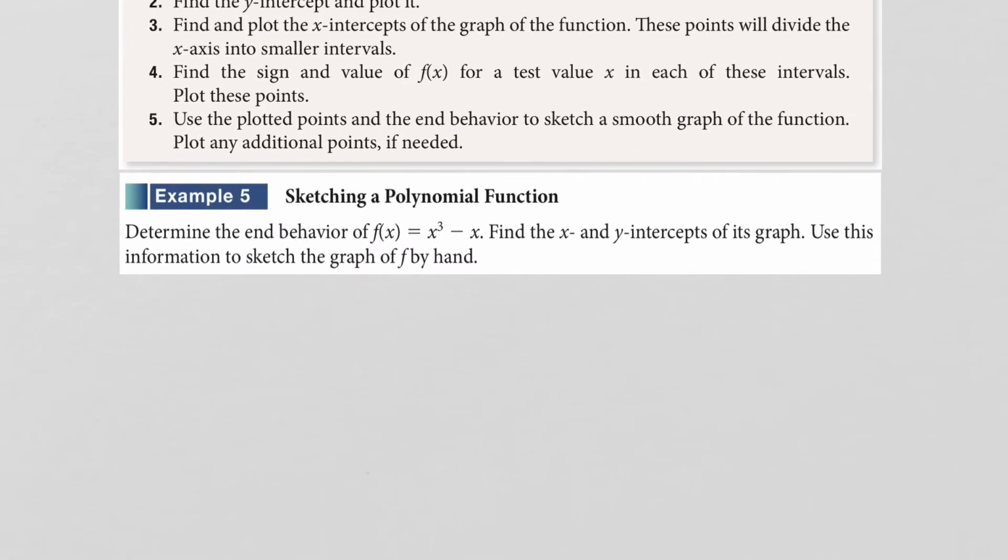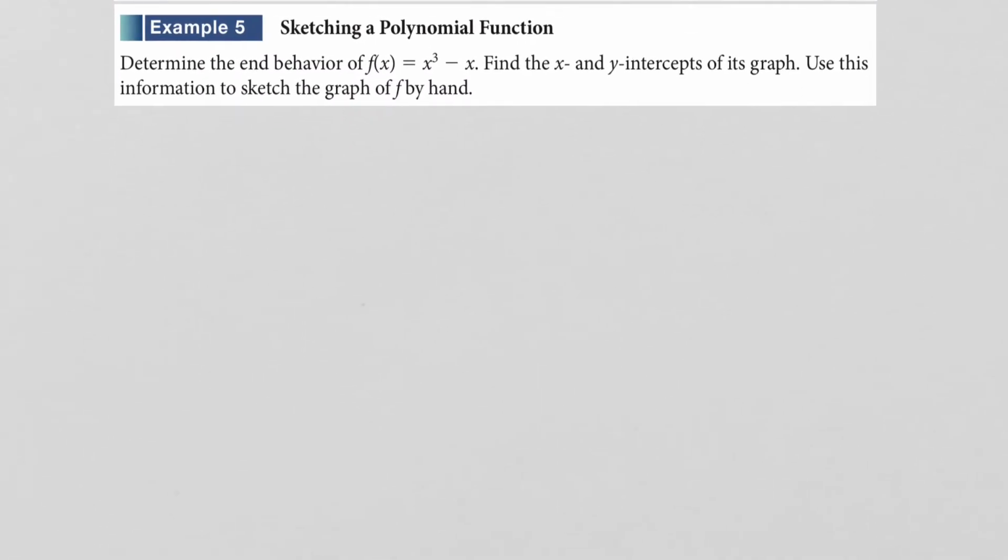So let's take a look at an example. We want to sketch the polynomial function here, which is f of x equals x cubed minus x. So first of all, let's think about the end behavior. We know we have a leading coefficient of 1, so we have a positive leading coefficient.